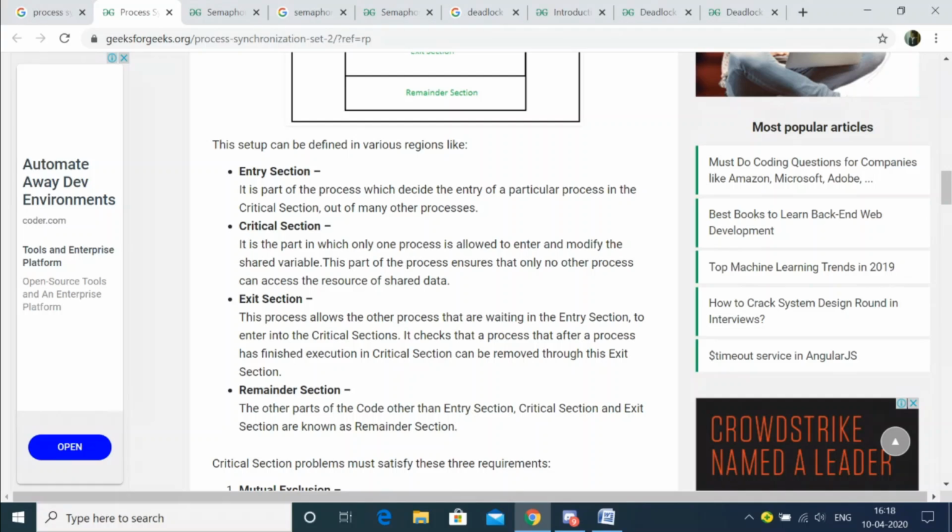So to solve this condition, we raise a concept called the critical section. So what is the critical section? It is a part of the code only, in which one process is allowed to enter and modify the data or the variable which has been shared between two or three processes. Once the updation or manipulation of that shared data is done, it can exit from the critical section.